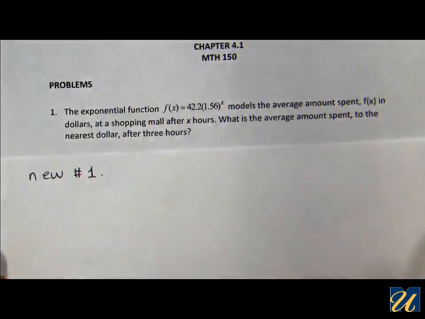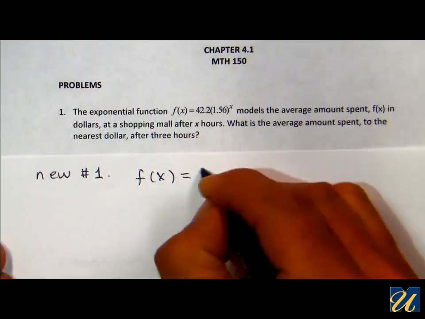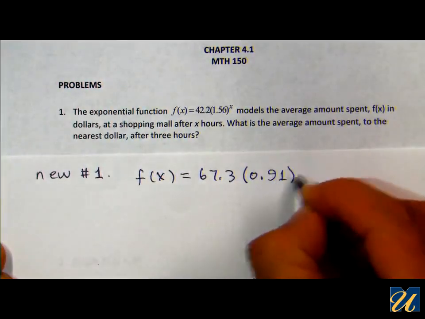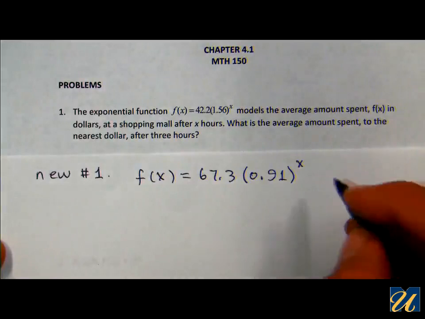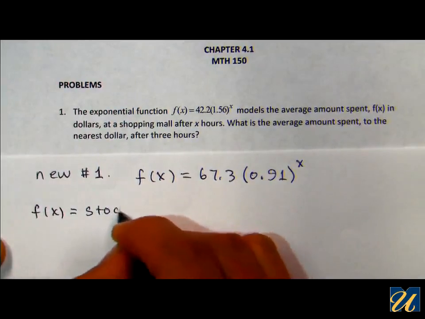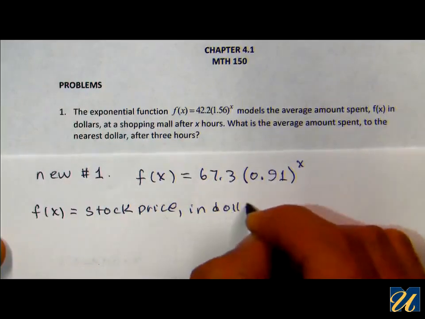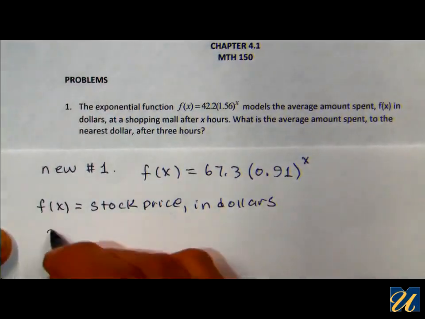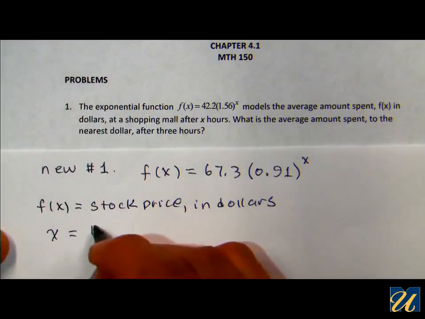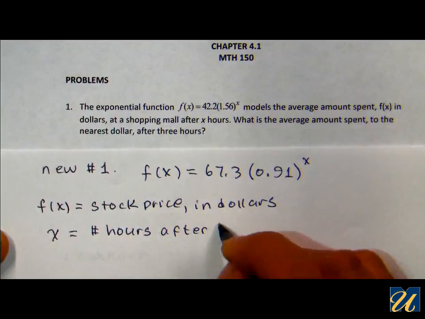New problem 1. Let's take a function, f of x, that is 67.3 times 0.91 to the power x. Let's make f of x the stock price in dollars, and we'll designate x to be the number of hours after trading begins.